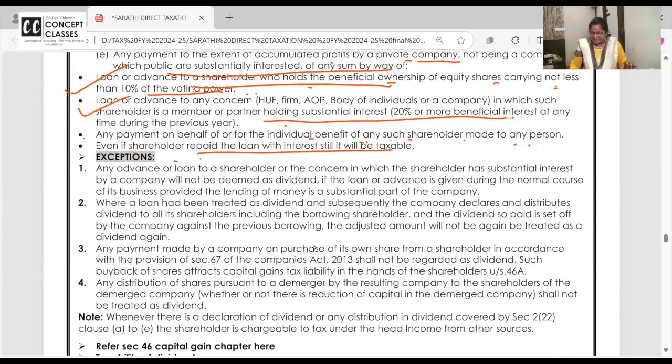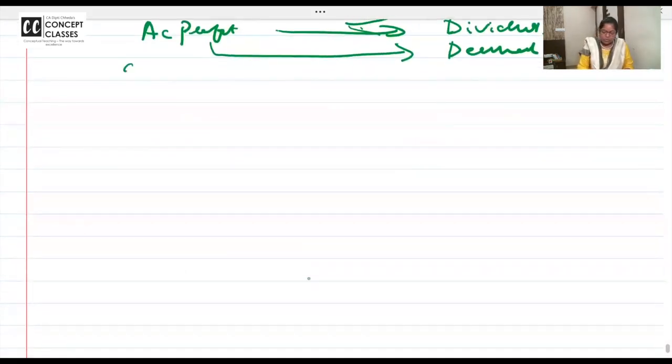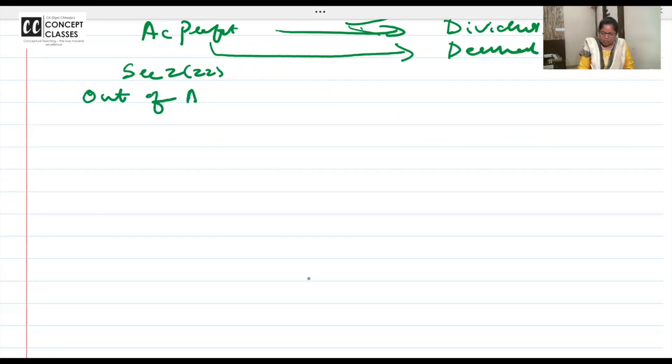I'll make you write this in the notebook. It will not take more than 5-10 minutes and I'll solve immediately the study material question also. So you got one thing, that section 2(22) and now clause A. Everything is given out of accumulated profit.